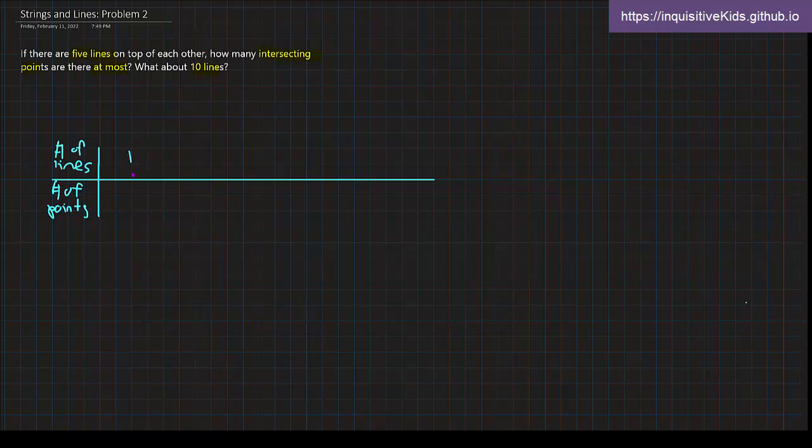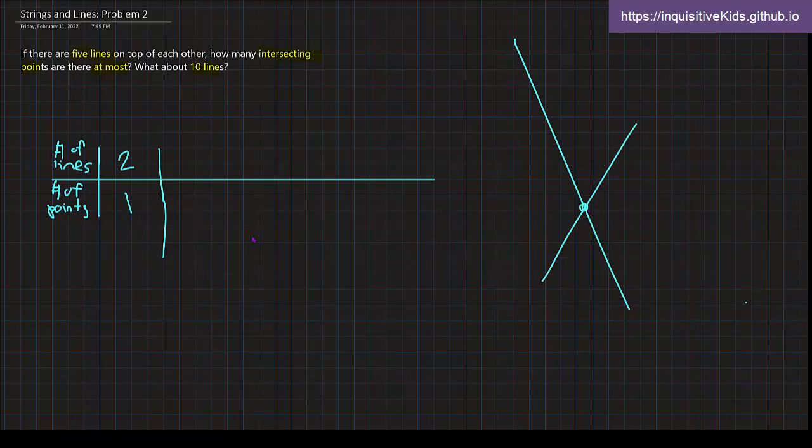So let's think, well, if there were only 1 line, then at most, how many intersecting points are there? So that wouldn't work out. It doesn't make sense to have 1 line intersecting with itself. So I'm going to start with 2. So if there were 2 lines, the only way they can ever touch each other is only by 1 point. So the number of intersecting points at most would be 1.